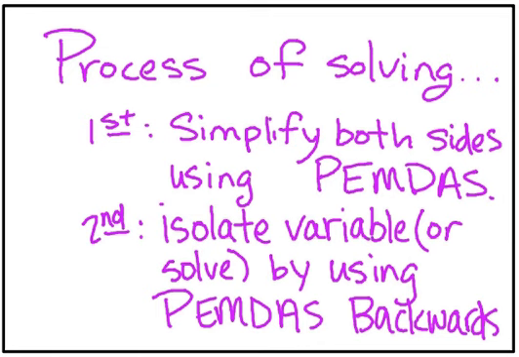First, simplify both sides using PEMDAS, that's parentheses, exponents, multiply, divide, add, and subtract. The second step is to isolate the variable, or solve, that means to get that variable by itself, by using PEMDAS backwards. So you're going to start with subtract, add, divide, multiply, exponents, and parentheses to undo anything that has been done to that variable that you are solving for.